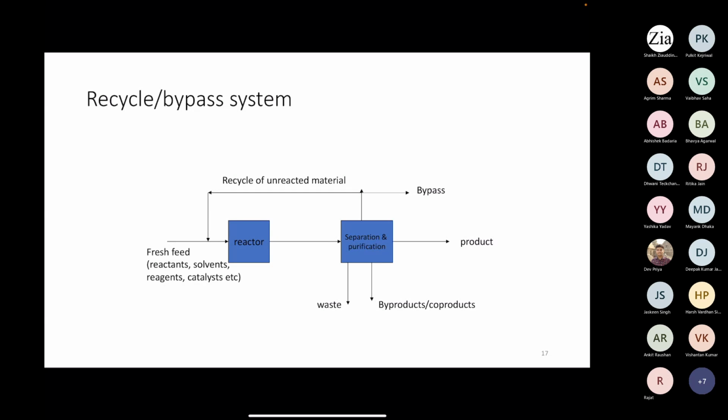So these are common schemes applicable to all three setups, like downstream processing, upstream processing, as well as production processes. Everywhere you can actually get this kind of setup. You can either have bypass or you can have recycle of various streams.